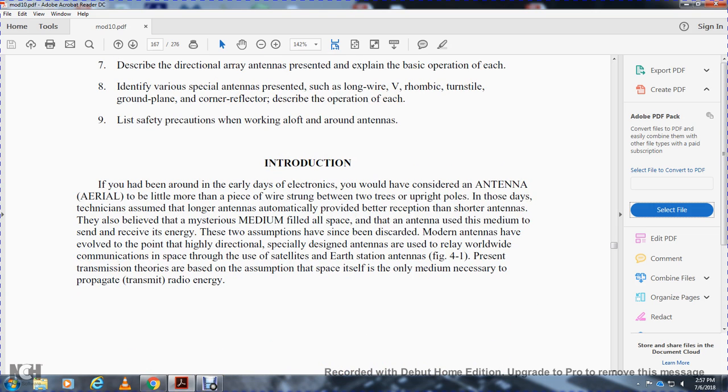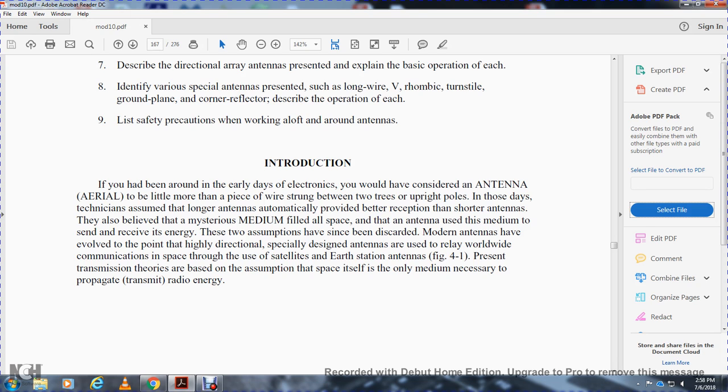Introduction. You have been around since the early days of electronics. You may have considered the antenna or aerial to be little more than a piece of wire strung between two trees or an upright pole. In those days, the technician assumed that longer antennas automatically provided better reception than shorter antennas. Antennas were believed to be mysterious, and the medium filled all space that an antenna uses to send and receive energy. Since then those assumptions have been disregarded, and modern antennas have evolved to the point where highly directional, specially designed antennas are used to relay worldwide communications through the use of satellites.